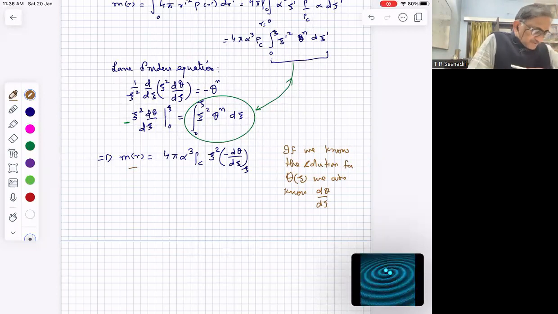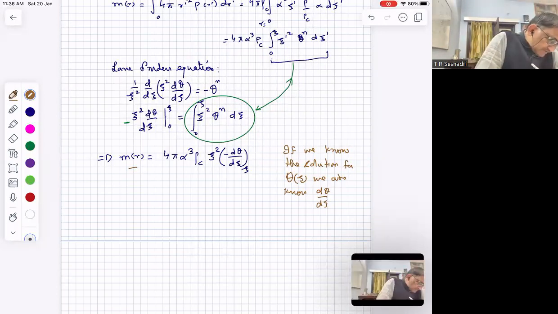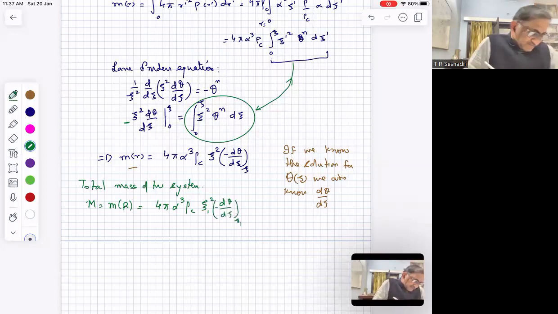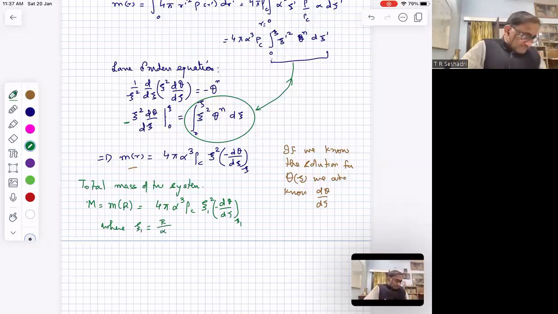Okay. I want to now calculate the total mass of the star. Total mass, I won't call it star, total mass of the system, which is M equal to M at capital R, which is equal to 4 pi alpha cube rho c xi1 square minus d theta by d xi evaluated at xi1, where, as before, we have xi1 is equal to r by alpha. It's fine?